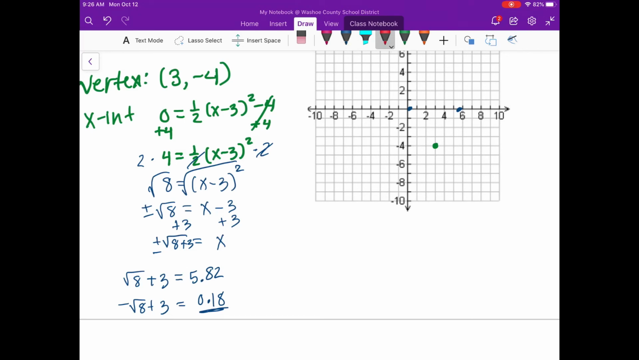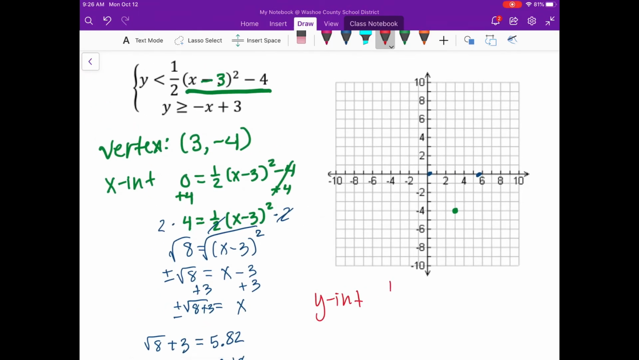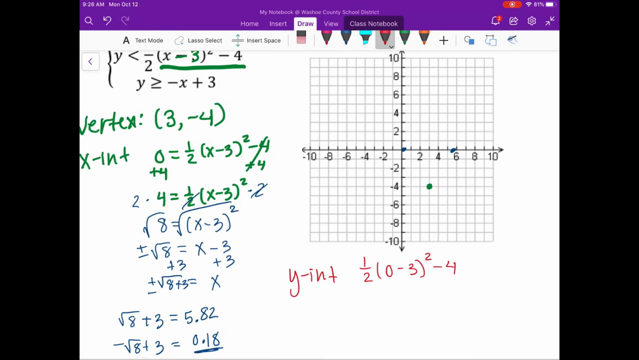Okay, and the last thing that we need for this quadratic is going to be the y-intercept to kind of give us a better idea of where it's crossing. So I'm going to substitute in 0 for x and simplify. So you can definitely use your calculator for this part. And my y-intercept in this case is going to be, let's see here, 9 minus 4. So 9 times 1/2 is 4.5, minus 4 is 0.5. So I'm like halfway right there.